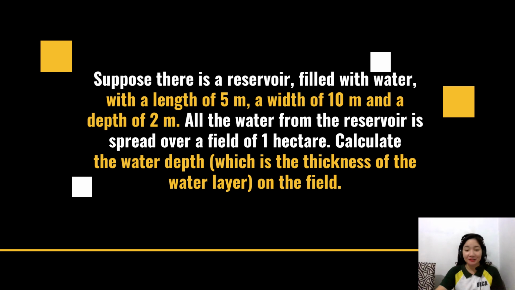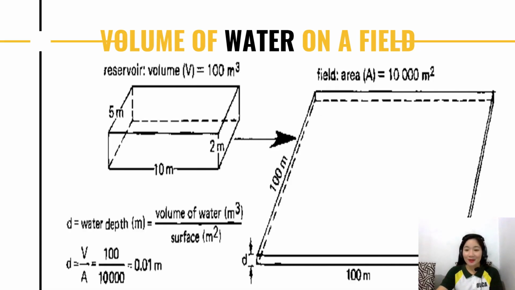Suppose there is a reservoir filled with water with a length of 5 meters, a width of 10 meters, and a depth of 2 meters. All the water from the reservoir is spread over a field of 1 hectare. All you have to do is calculate the water depth, which is the thickness of the water layer on the field. Apply this formula.